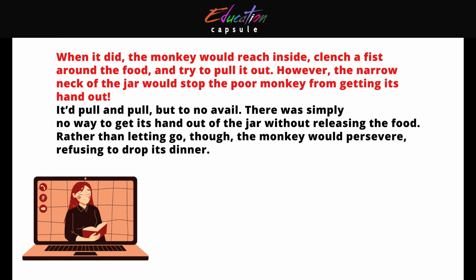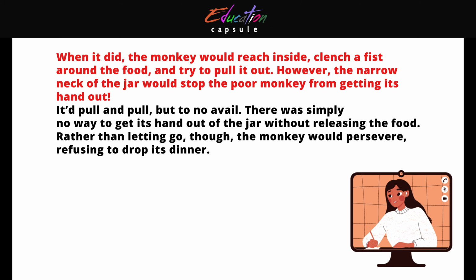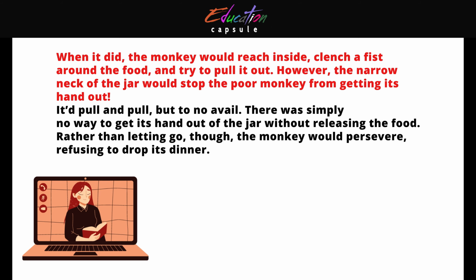So, what idea did you get after reading it out? When the monkey reached inside the jar, it looked for the food and tried to take it. Exactly. So, what will happen is the monkey would reach inside, clench a fist around the food. What is clench a fist? That's a new word.